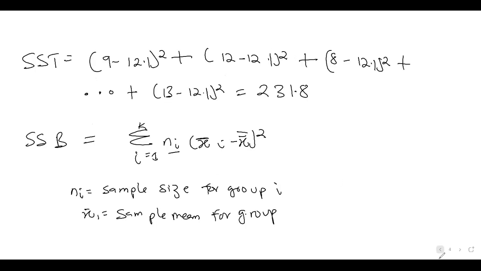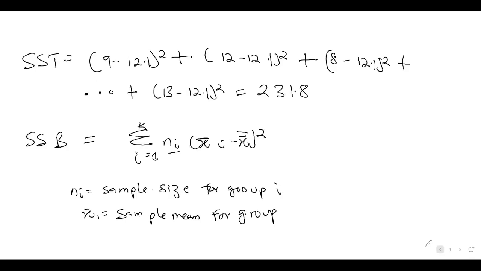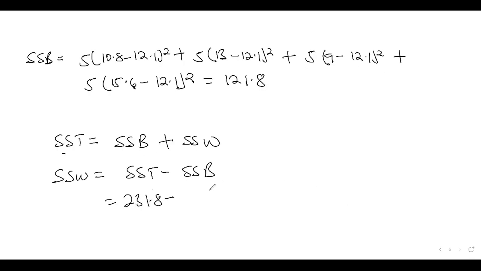All right. So the sum of squared total was 231.8, and then the sum of squared between is 121.8. So the sum of squared within is going to be 110. So that is the sum of squared within. It's going to be 110.